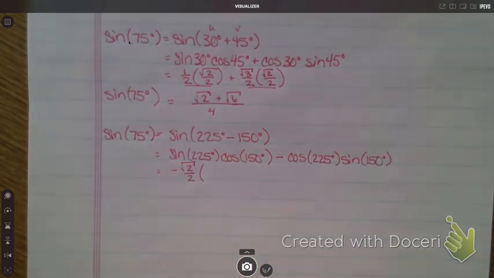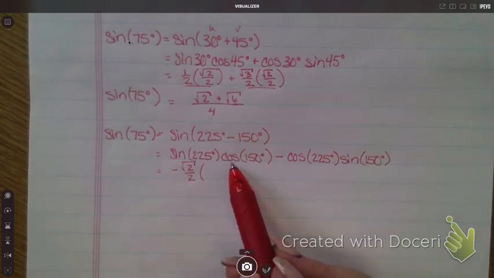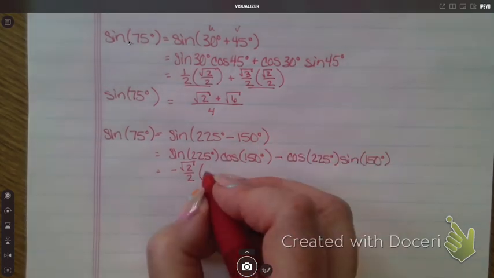We'll do it again. Okay, 150 is in the second quadrant. Is cosine positive or negative in the second quadrant? Negative. Yeah. Cosine is x.